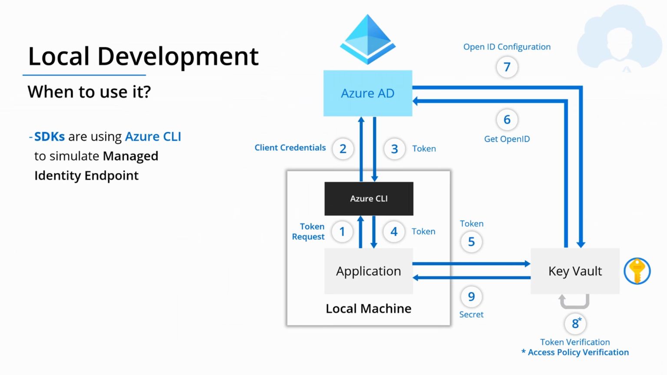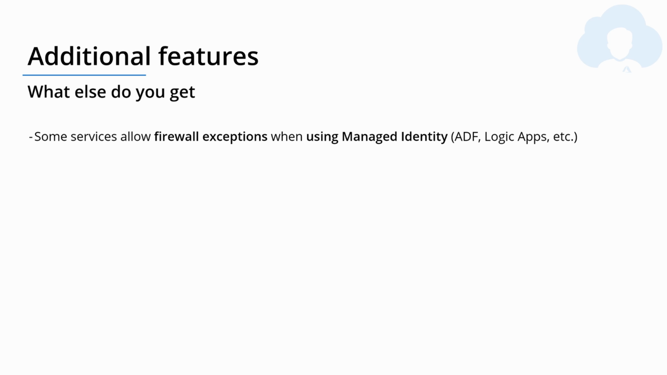So what are additional features that you get when developing using Managed Identity? Like, for instance, being able to pass the firewalls. If you're using Managed Identity with services like Data Factory, Logic Apps, etc., and connecting to other services that have firewall settings, like a storage account, there's a checkbox that allows you to enable a firewall exception for trusted services. And in Azure, a few of the services are considered trusted when they are using Managed Identity for authentication purposes. Therefore, they will be able to pass the firewall without needing to install any gateways.